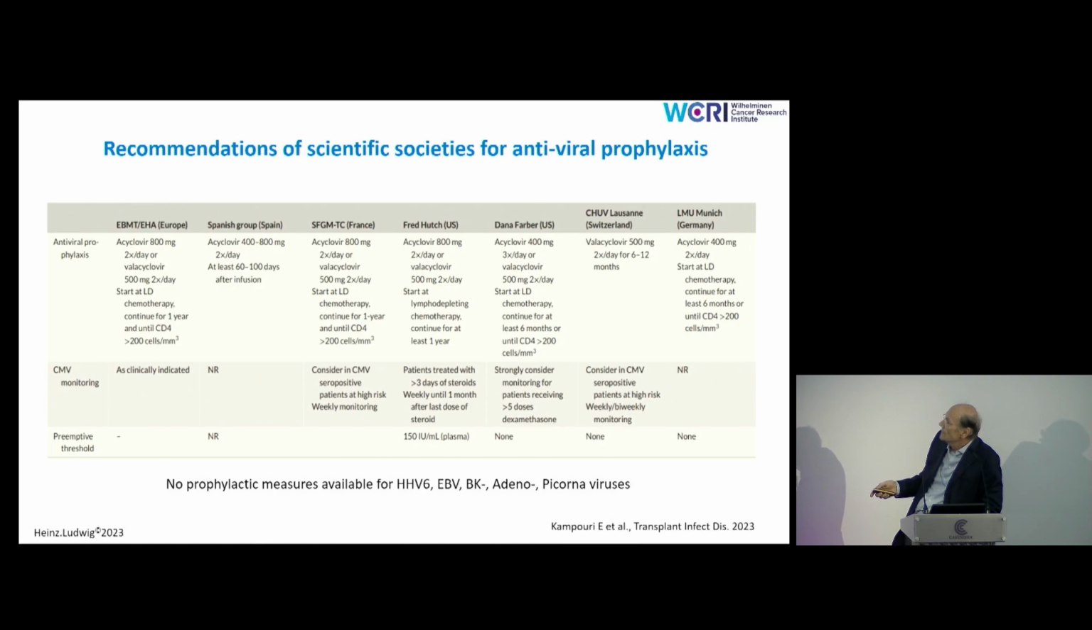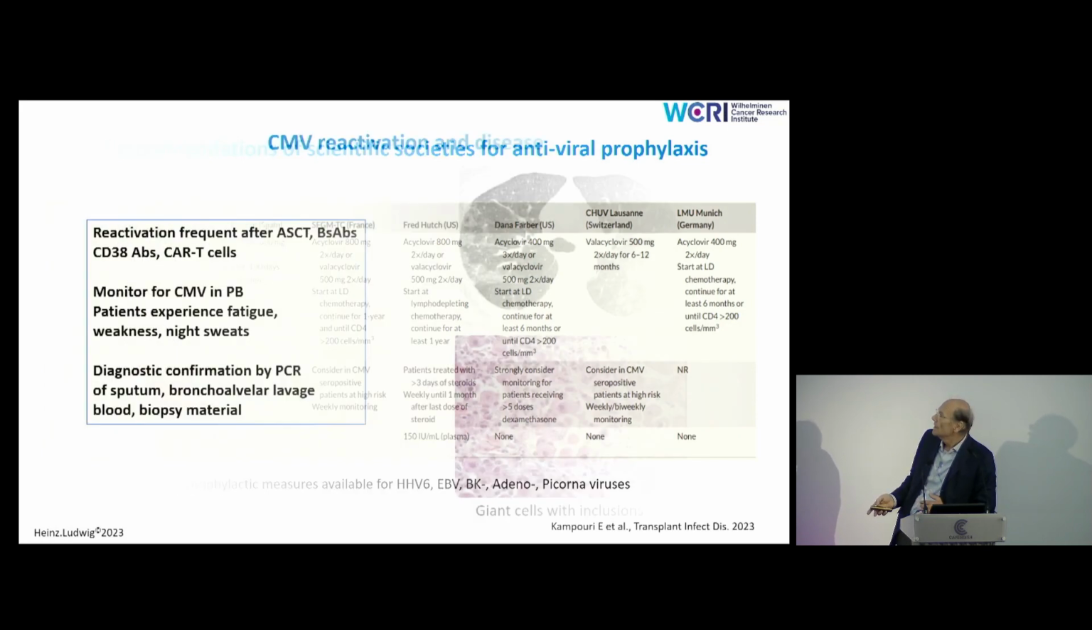And here there's one recommendation from Fred Hutch. If you have a copy number of 150 or more, you may start CMV treatment or preemptive therapy, but that is unclear at the present time. Not everybody would follow this recommendation, and some of us, or many of us, would wait for clinical signs or higher copy numbers to start preemptive therapy.